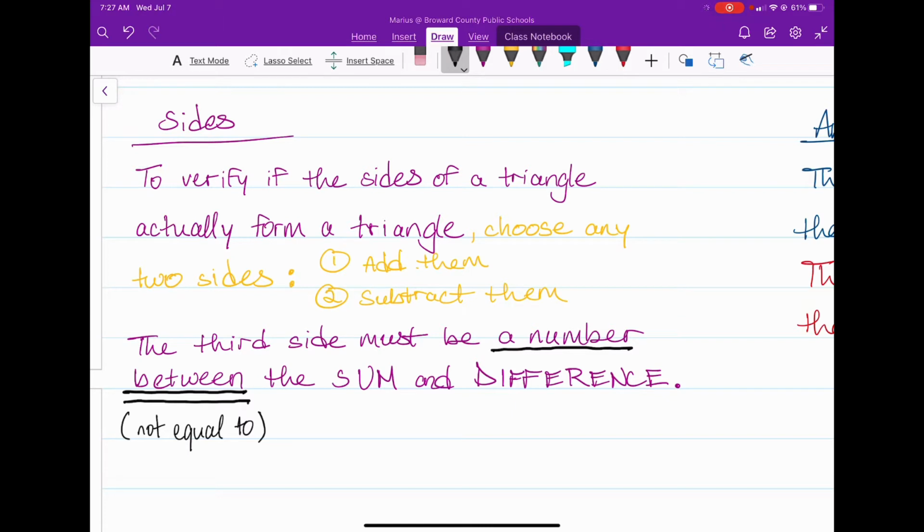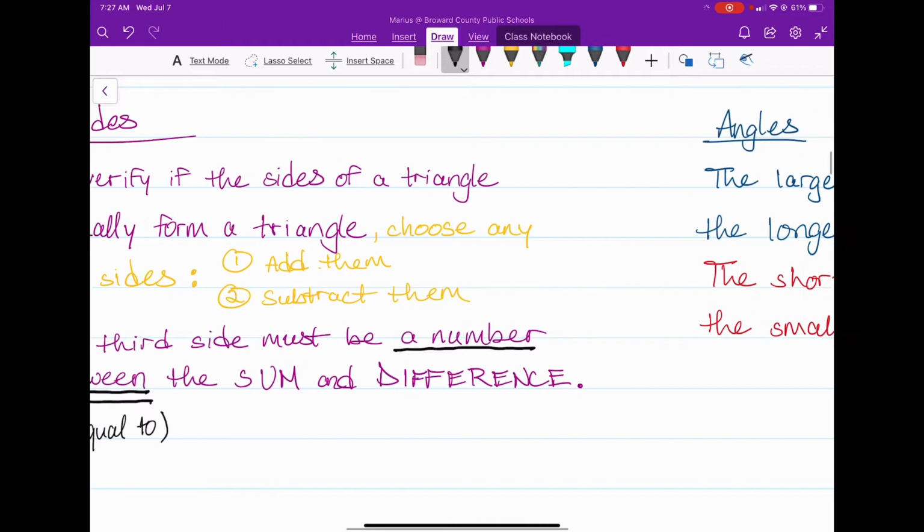Let's say they give us the sides of a triangle, whether they give us 3 sides or 2 sides. If they give us 3 sides, they give us 3 numbers. We're going to have to add 2 of those numbers, subtract 2 of those numbers, and then evaluate the third number and see if it is between the sum and the difference of the 2 that you added and subtracted. If it's between, then it's said to be a triangle. But if it's not between, if it's equal to or outside of those 2 numbers, that means it is not a triangle.